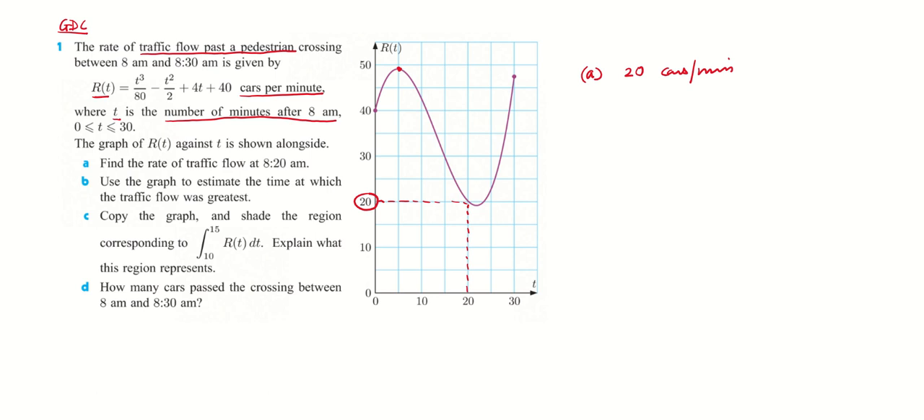So greatest is here. So that's 5 minutes. Yeah, so 8:05, or 5 minutes. Absolutely. So 8:05. Correct? It is maximum at 8 hours and 5 minutes. Copy the graph and shade the region from 10 to 15.